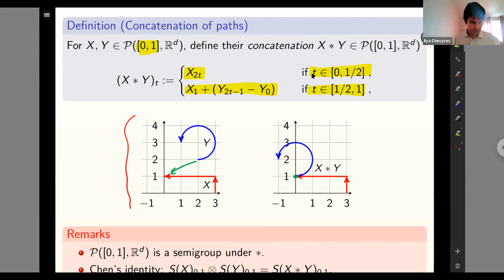Okay, so a couple of remarks. With this definition of concatenation, the space of paths indexed by some arbitrary interval like 0, 1 becomes a semigroup. So I can always multiply two elements together, and this product is associative. And Chen's identity can be restated quite nicely. It tells you that the signature of a path over 0, 1 times the signature of a path over the same interval 0, 1 is equal to the signature of their concatenation.